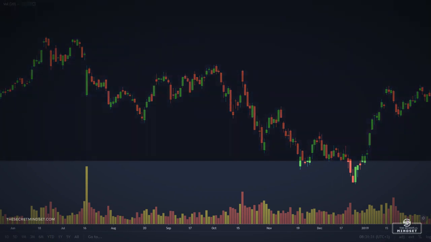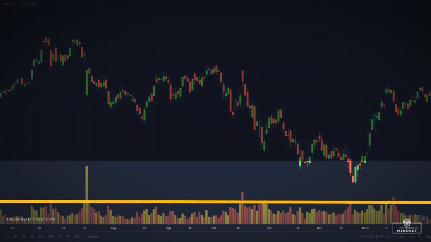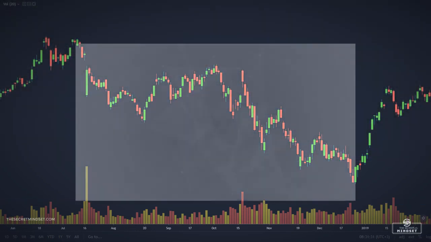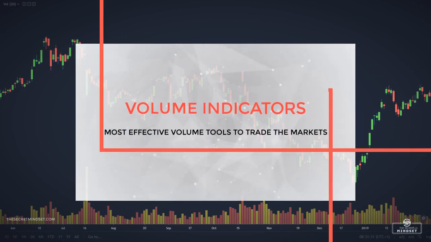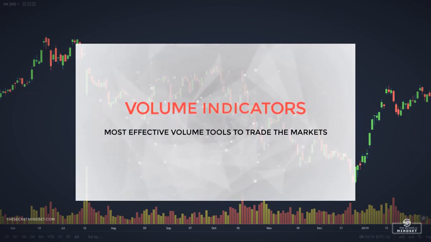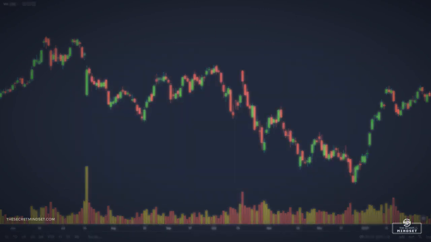However, with the help of some volume indicators, you can generate decent entry and exit signals by combining them with price action and other tools. So, today we'll talk about volume indicators, you'll learn why they are such a useful tool, and you'll discover what are the best volume indicators to incorporate in your market analysis.